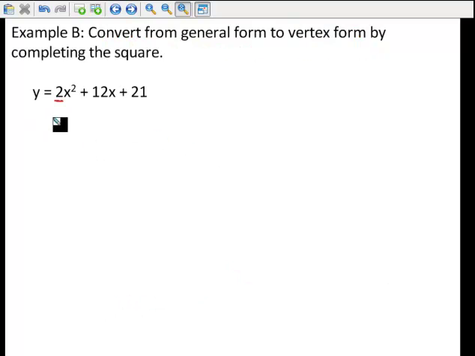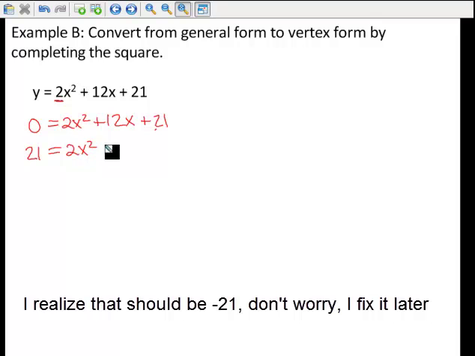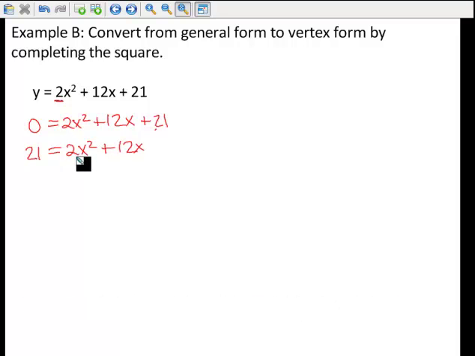So here we need to set y to 0, so 0 equals 2x squared plus 12x plus 21. We're going to move the constant to the other side, so 21 equals 2x squared plus 12x. And now we're asked to factor this leading coefficient out. So that means 2 times x squared would equal 2x squared. And then what times 2 would equal 12? So we're just going to pull a 2 out.